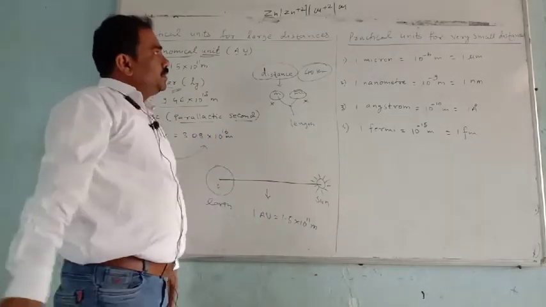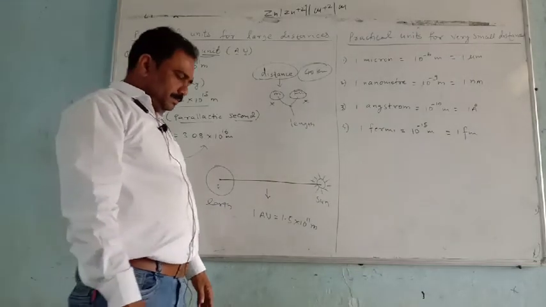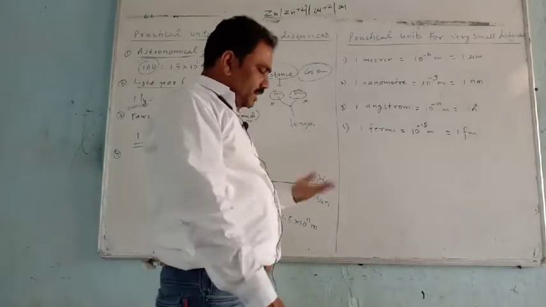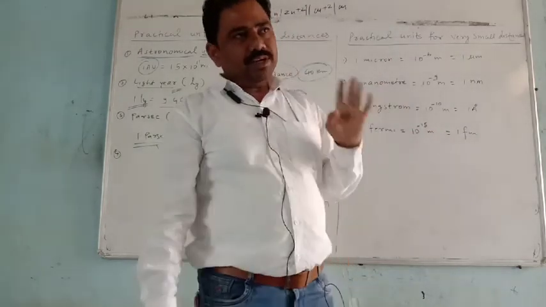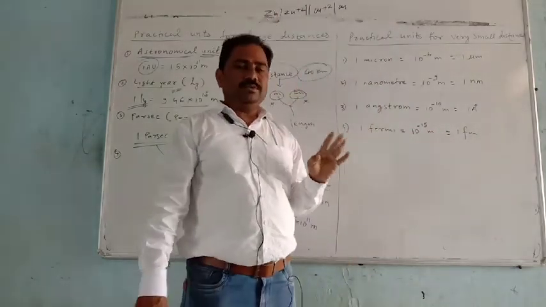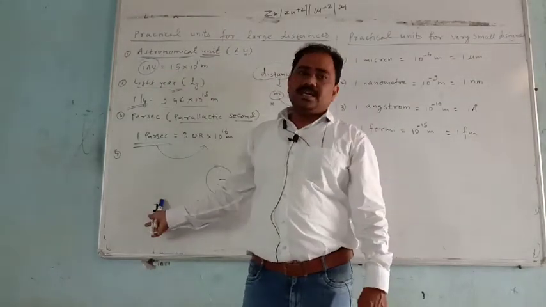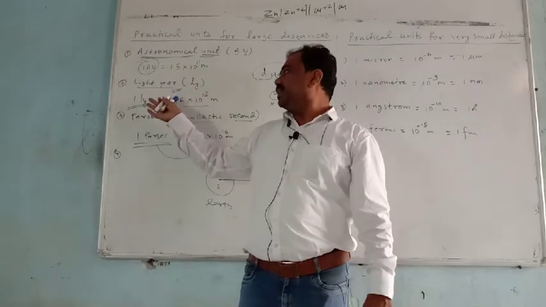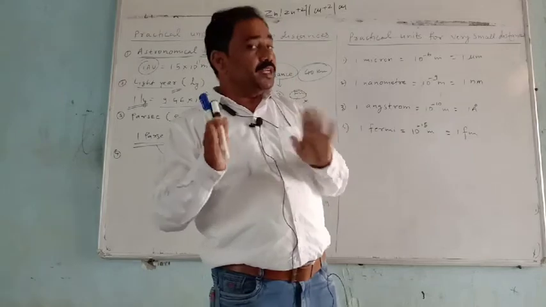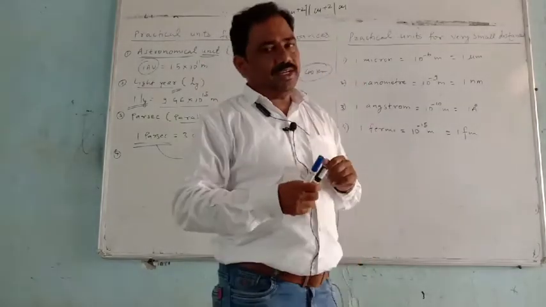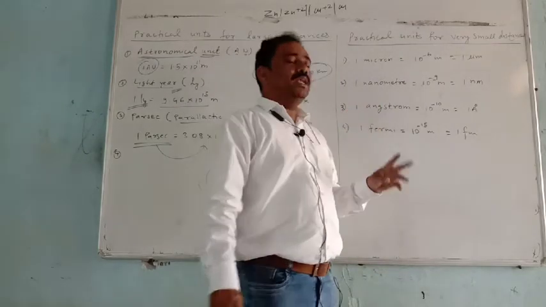Now let us move towards practical units for very small distances. Actually, for large distances and very small distances, there are quite different units we have to use. Here the large distances use astronomical units, then light year, then parsec. These are the large units to measure length or distance. But the condition is that the object must be at a very large distance.